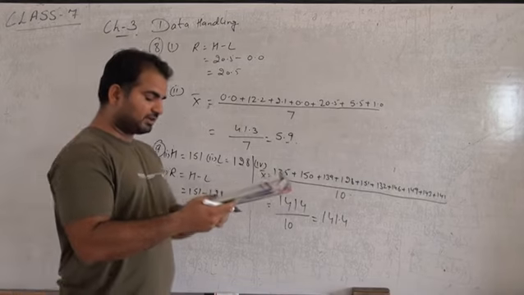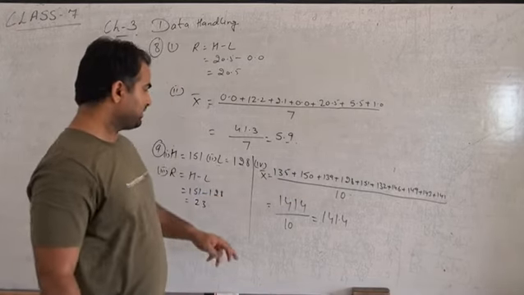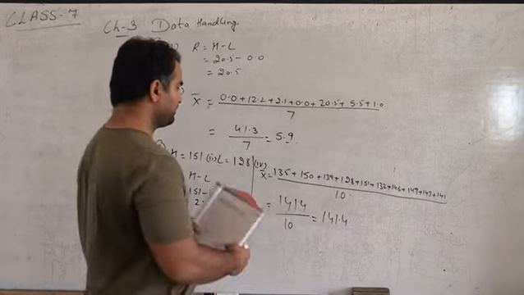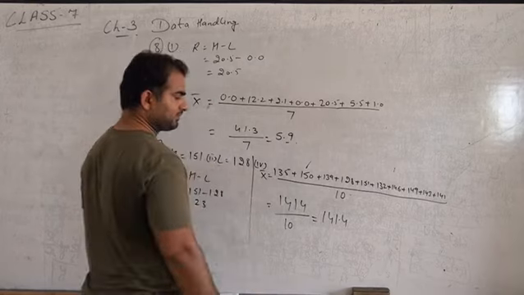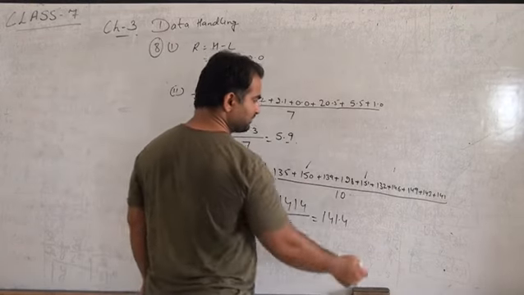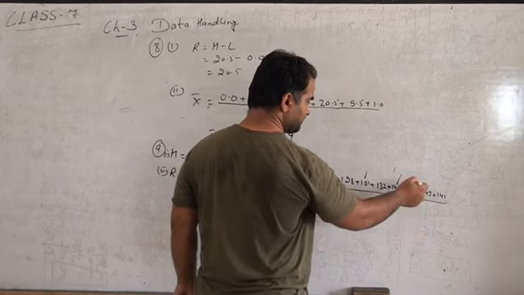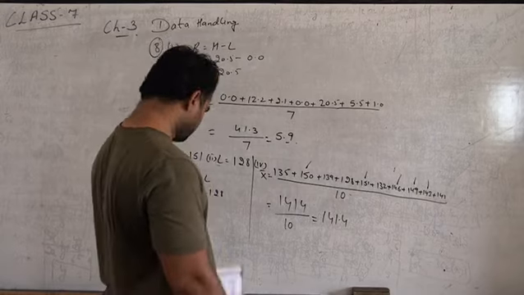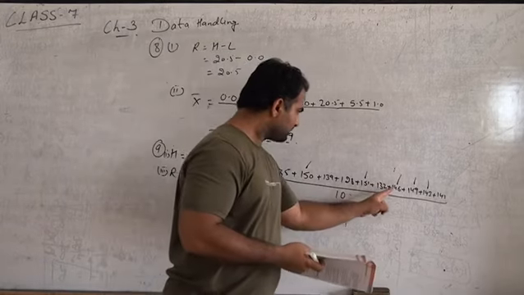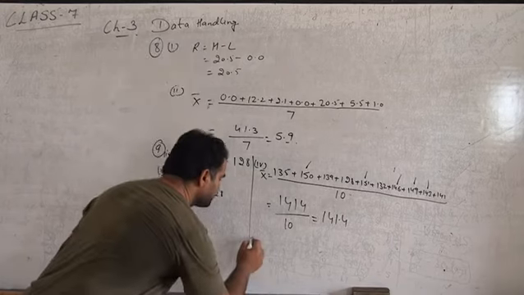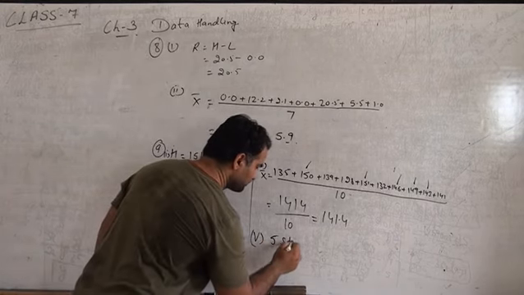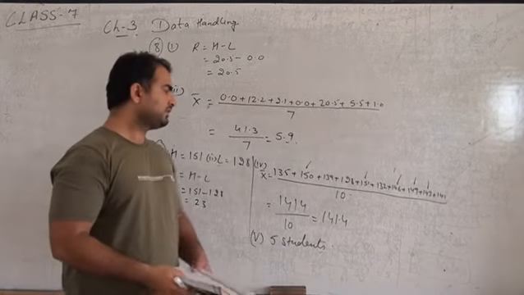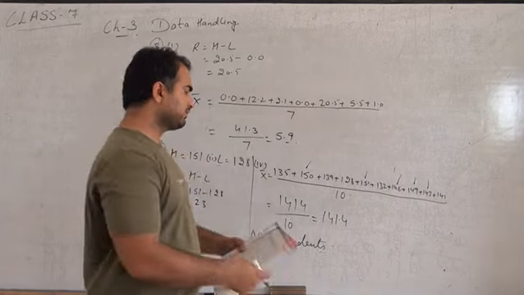Okay, so how many girls have height more than the mean? How many girls have height more than 141.4? 141 is not more than 141.4. This one is more, and this is also more. So how many students are there? 1, 2, 3, 4, 5. So the answer of the fifth question is 5 students have more than the height of 141.4 centimeters.